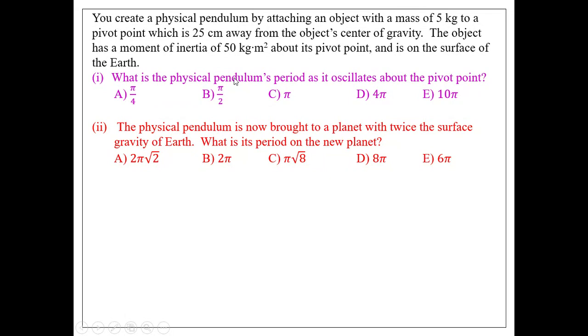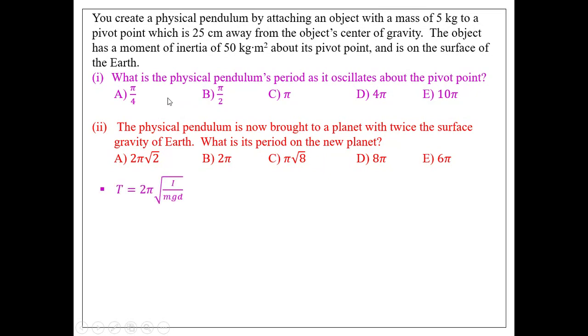So part one wants us to find the period on the Earth's surface. And then number 2 here says, what if the system is brought onto a different planet with twice the surface gravity? Okay. Alright, so let's go and crack out the first part.